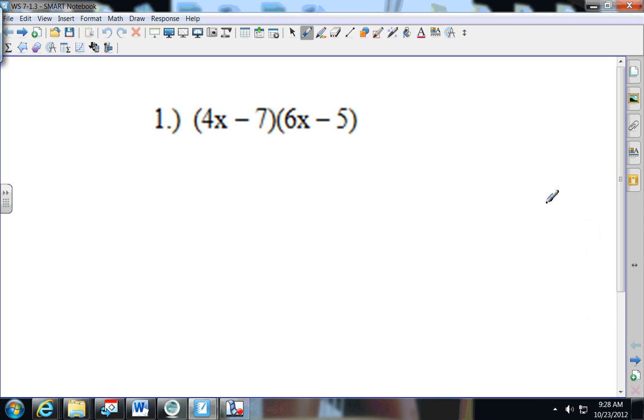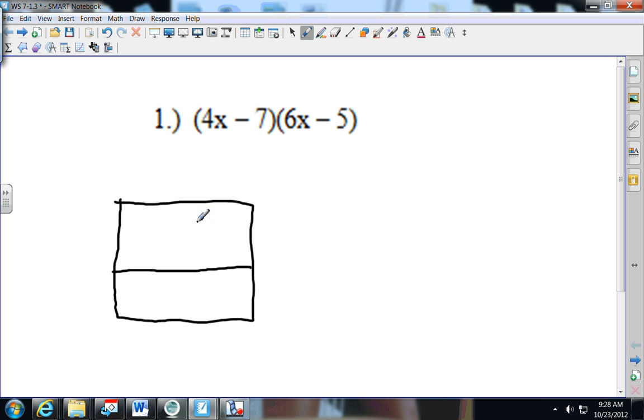Okay, we're going to continue working on multiplying polynomials. Two different ways that we've talked about being able to do this. One is the box. The box is just a graphic organizer. I'm going to make my box 2 by 2 because there are two terms in each parentheses. So I have a 2 by 2.